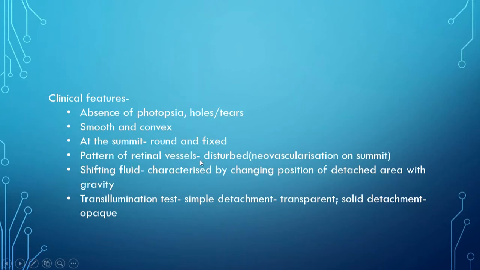And the pattern of the retinal vessels is disturbed because there is neovascularization also present on the summit. And shifting fluid, the hallmark feature of this exudative type of retinal detachment, is present. It keeps changing position of the detached area with gravity. That is, whenever the detached area moves, the shifting fluid also moves. It takes the position wherever there is gravity. And on transillumination test, simple detachment will appear transparent, whereas solid detachment will appear opaque.